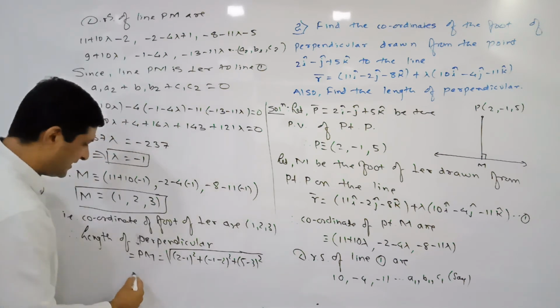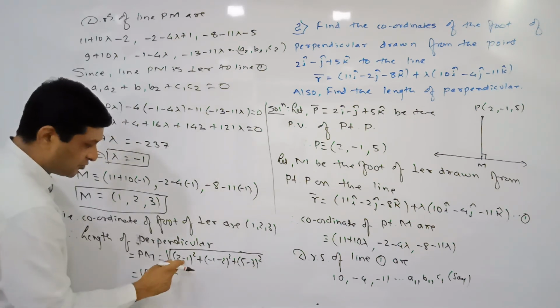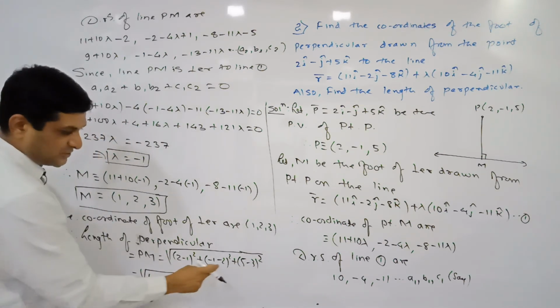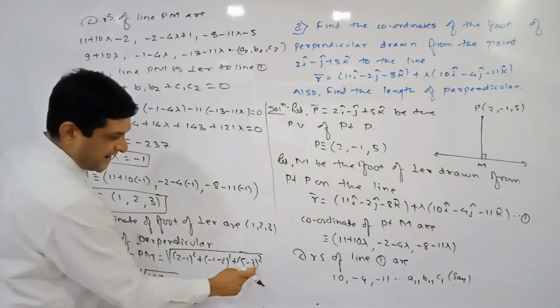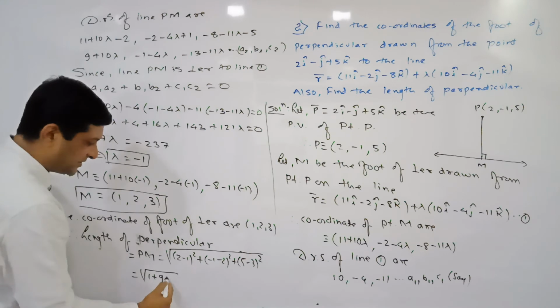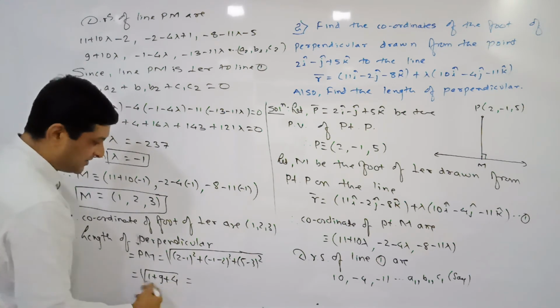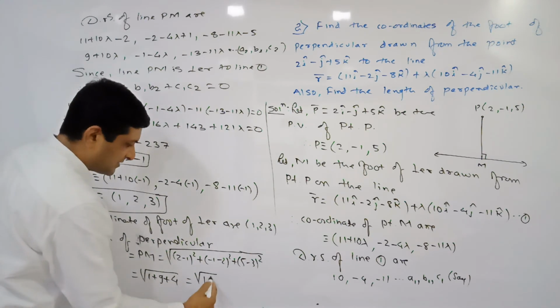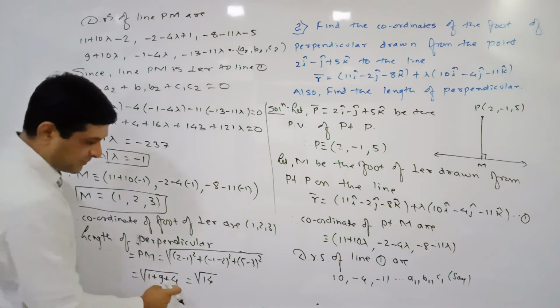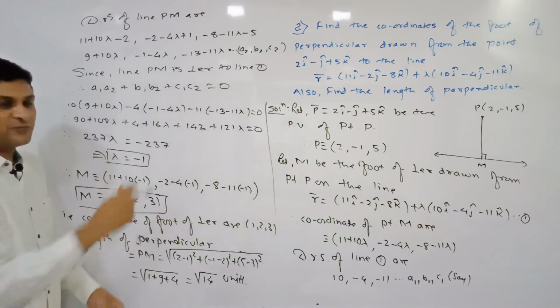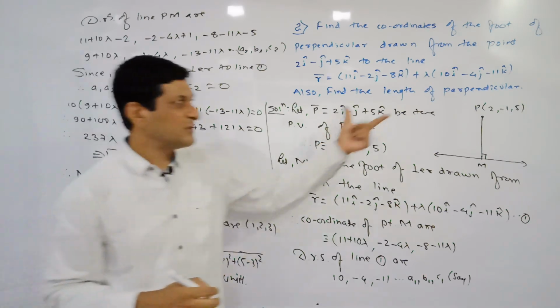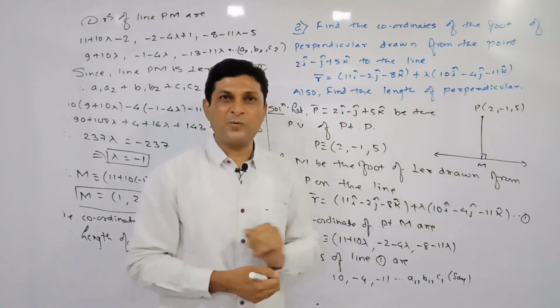Let us simplify it. So this is equal to under root 2 minus 1 is 1, square of 1 is 1, here minus 3 square is 9, and lastly here 5 minus 3 is 2 and square of 2 is equal to 4. So what we'll get here is under root 14. Isn't it? 9 plus 1 is 10, 10 plus 4 is 14. So in this way we have got the distance of that point from this line. Here that distance means the length of perpendicular from that point on the line.